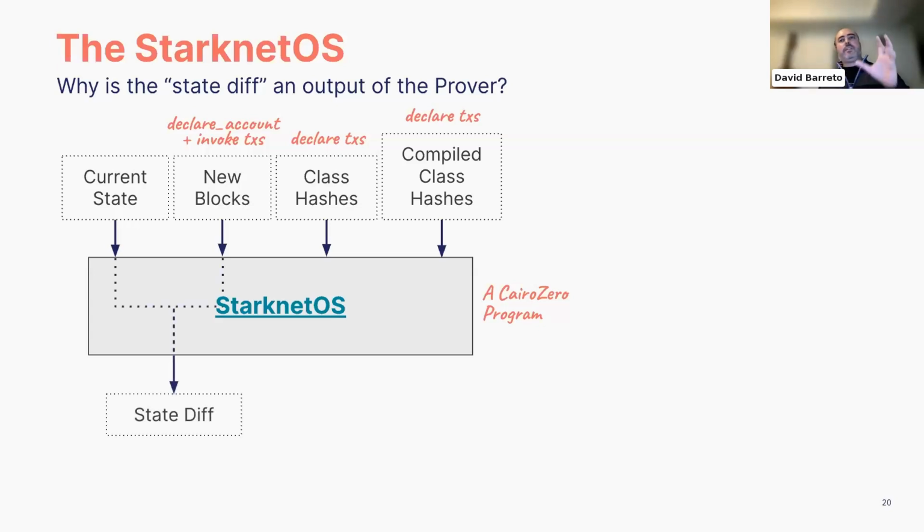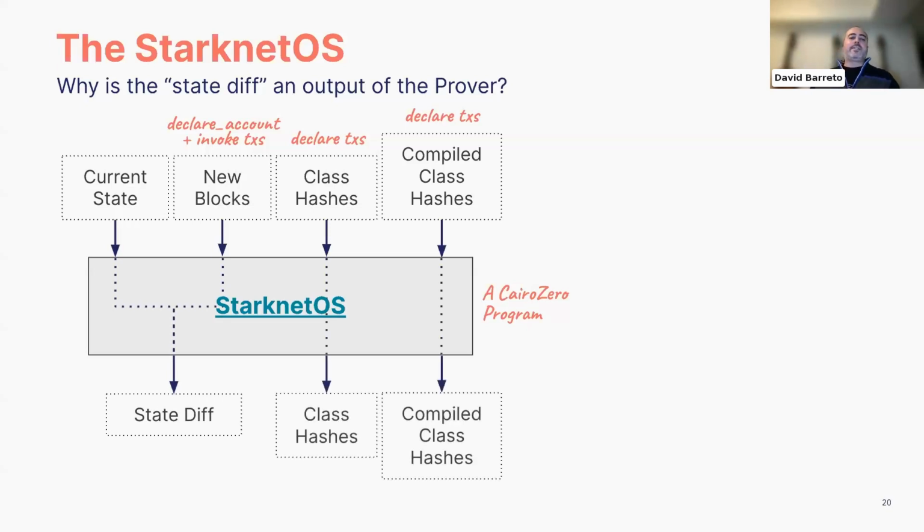Now, the output of the Starknet OS program will be the state diff, right? Takes the current state, executes the new transactions and the new blocks. You see what changes in the state. And then it just passes as an output the class hashes and the compiled class hashes of new code being declared on layer 2, right? So the output of the Starknet OS is those three variables, let's say: state diff, class hashes, and compiled class hashes of newly deployed smart contracts.